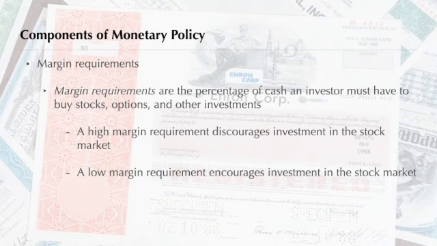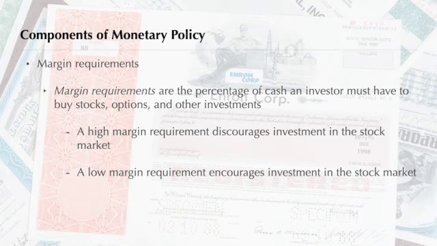The Fed also places indirect controls on credit as part of tight money or easy money policy. The Securities Exchange Act of 1934 authorizes the Board of Governors to set margin requirements, or the percentage of cash an investor must have to buy stocks, options, and other investments. If, for example, the margin requirement is set at 60% of the stock's value, the investor must put up 60% of the investment's purchase price in cash. The remaining 40% can be purchased with credit.